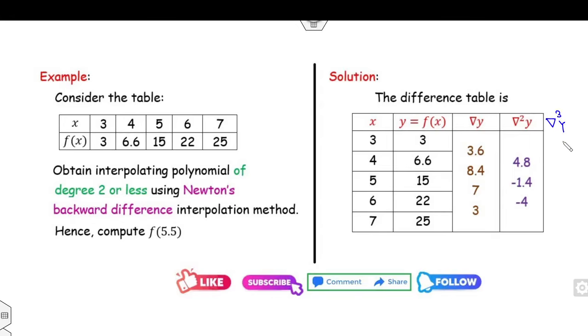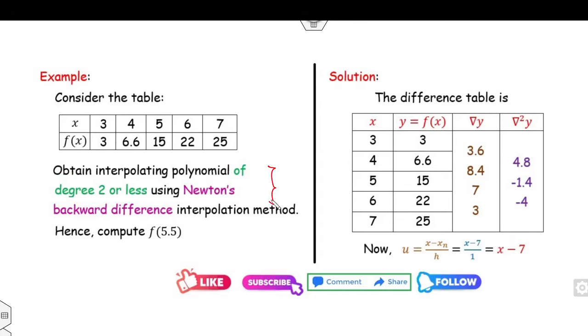But remember, there is no need to find the del cube because my target is to find the values of only degree 2. What is the meaning of degree 2? You need to compute only up to the del square. If they are not asking you for the degree, then you have to find the del cube, del 4 if needed. Now you can find the value of u.